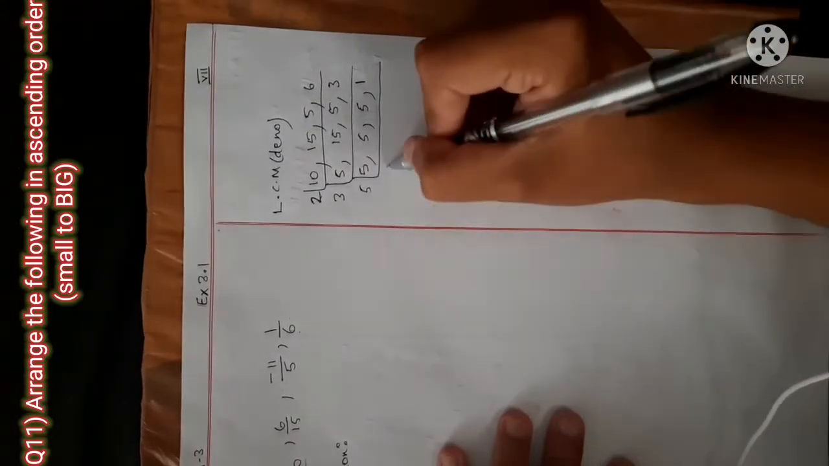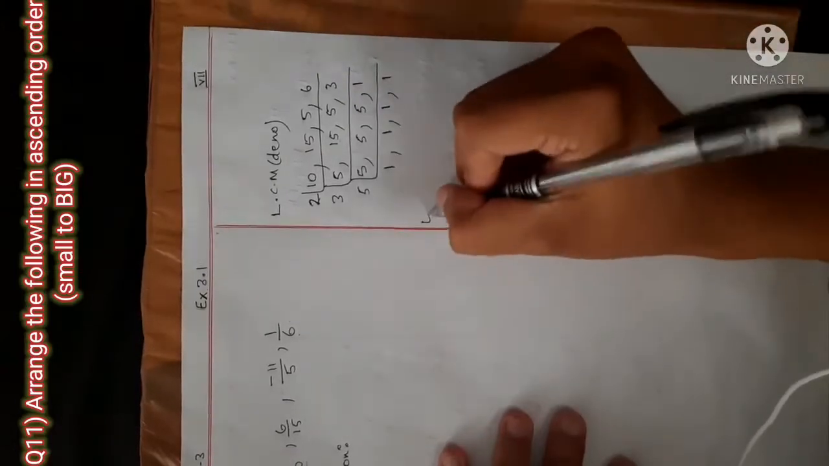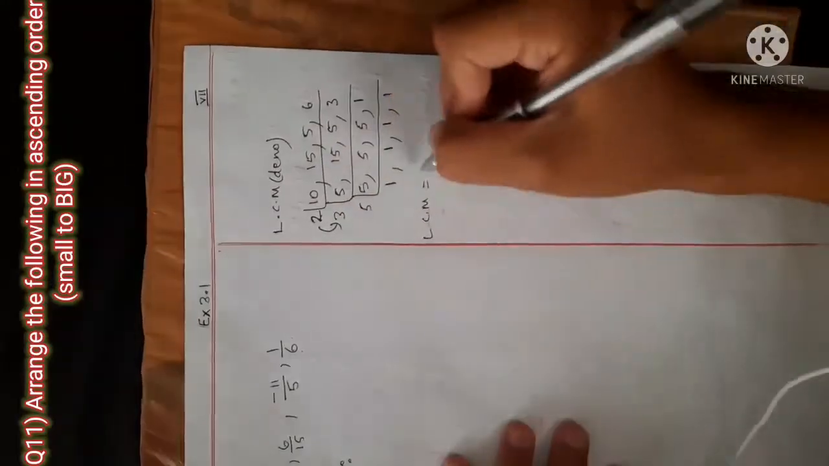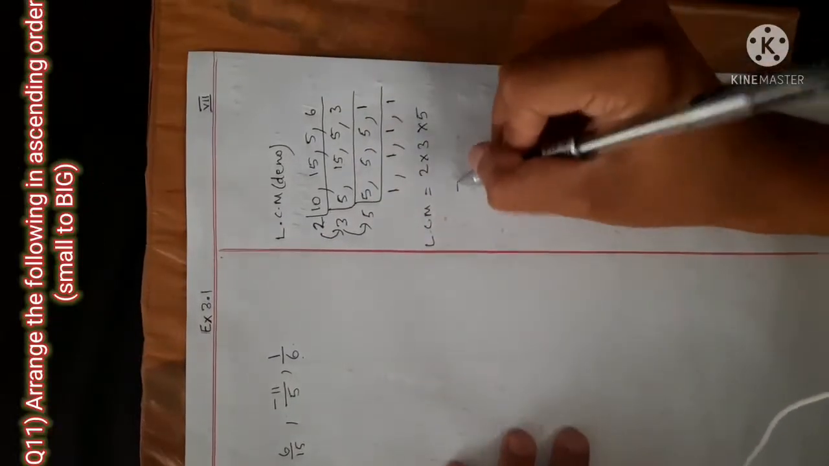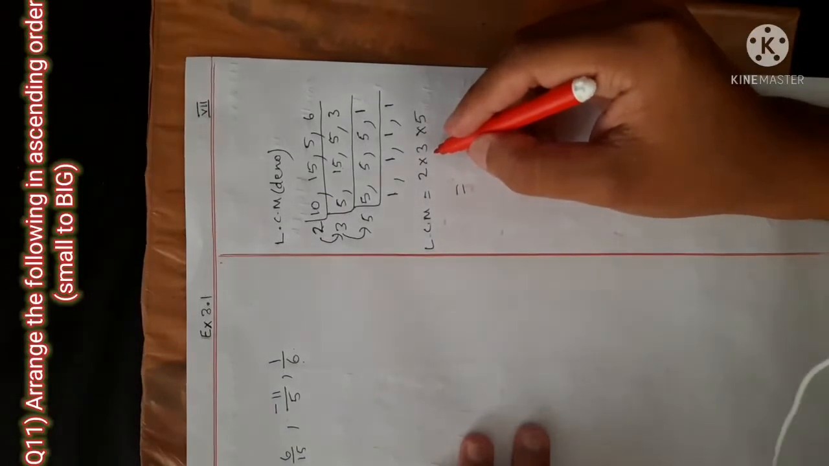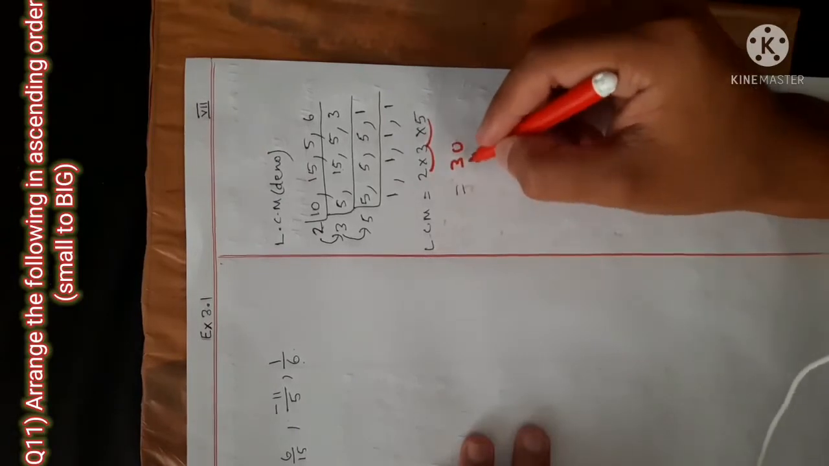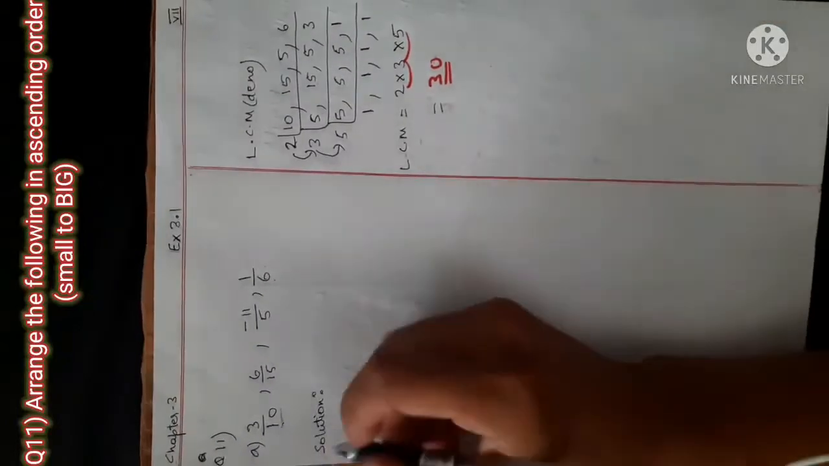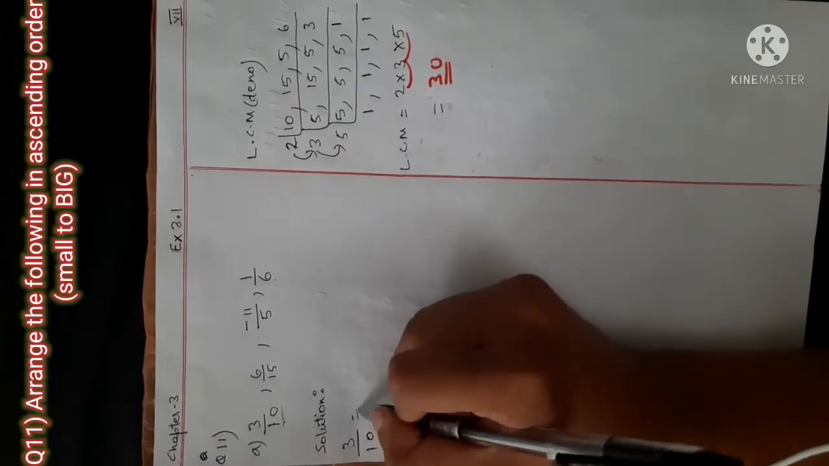Next, go by 5. 5, 1 of 5. 1. LCM is how much? 2 multiply 3 multiply 5. And this will be equal to 2 multiply 3 equals 6, and 6 multiply 5 equal 30. So now we must convert all these rational numbers into a denominator of 30.